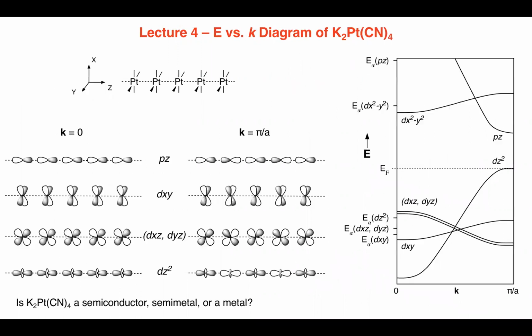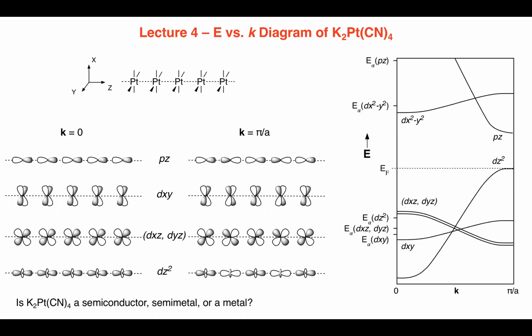So let's look at these MOs. Okay, here's dz squared combinations. So this one here, the totally symmetric combination of z squared. This is the totally anti-symmetric combination of z squared. Right? This solution here, not changing sign at each position, is k equals 0. This one is changing sign at each position. That's pi over a. Let's do the same thing for xz and yz.